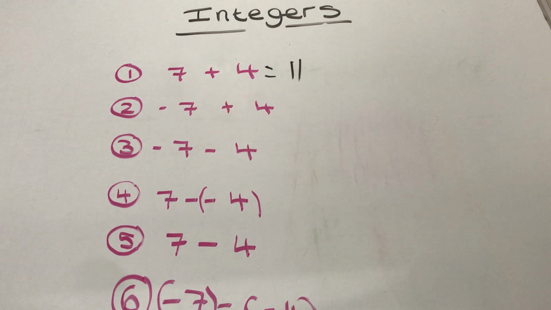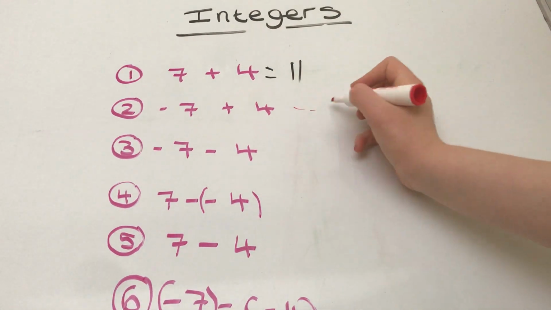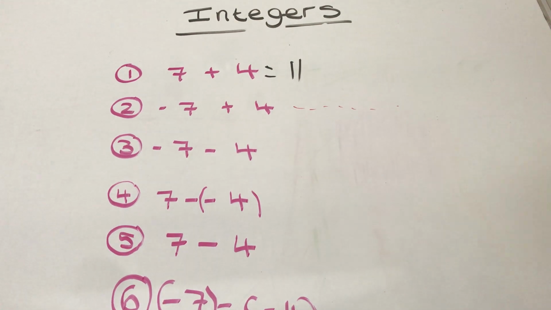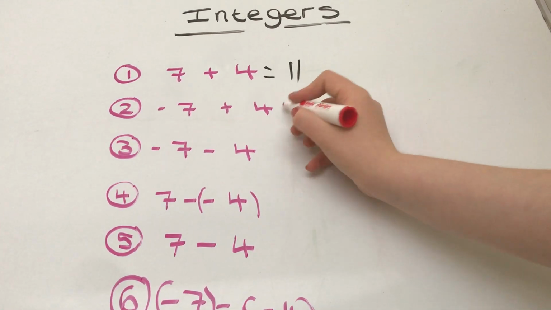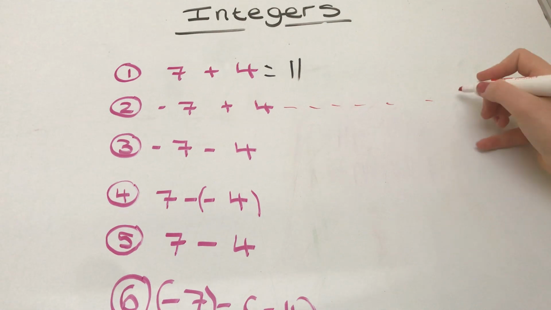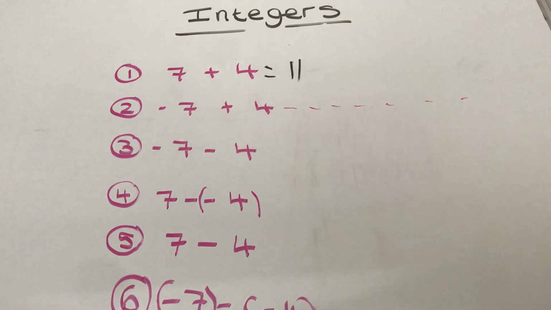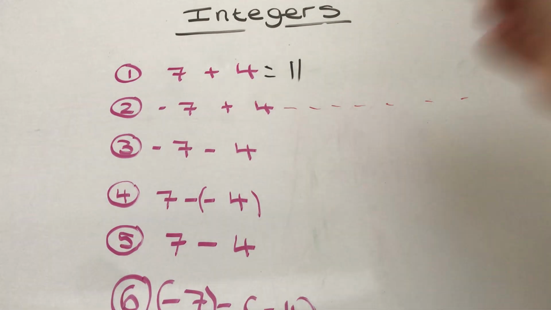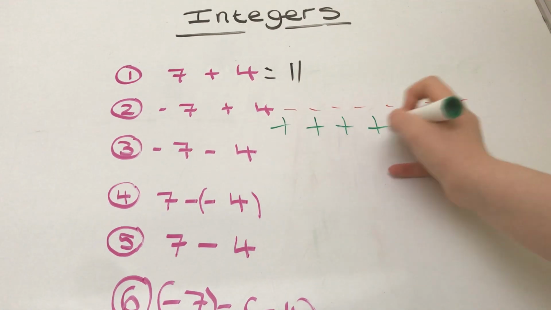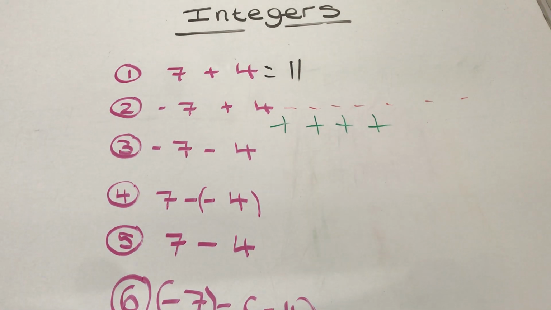So this time we have negative 7 plus 4 in question number 2 here. So let's have a look at this. So we're going to have 7 negatives. 1, 2, 3, 4, 5, 6, 7. Actually, draw them a bit clearer. We have 1, 2, 3, 4, 5, 6, 7 negatives. And we have 4 positives. 1, 2, 3, 4. So, I know that a positive and a negative cancel each other out.